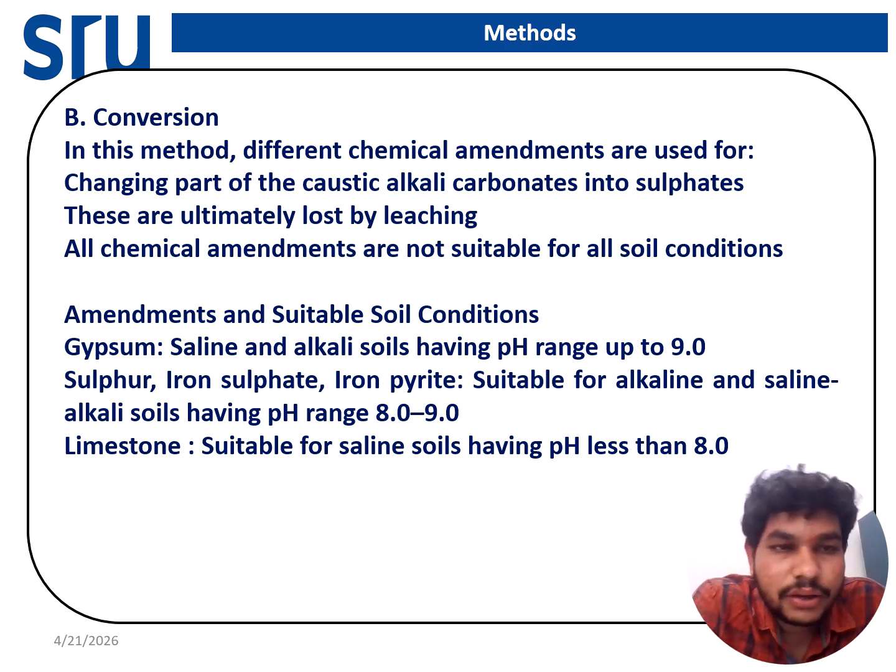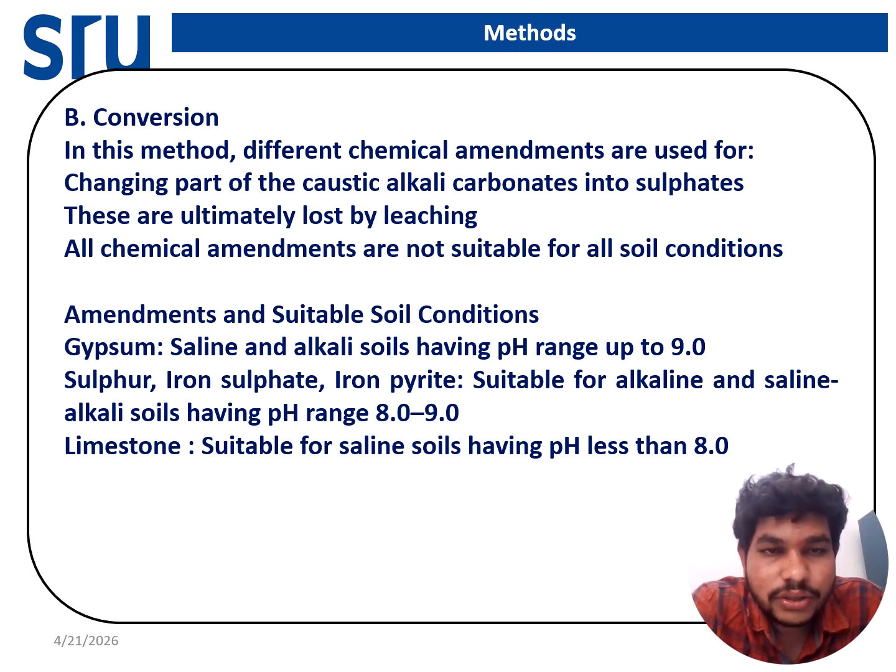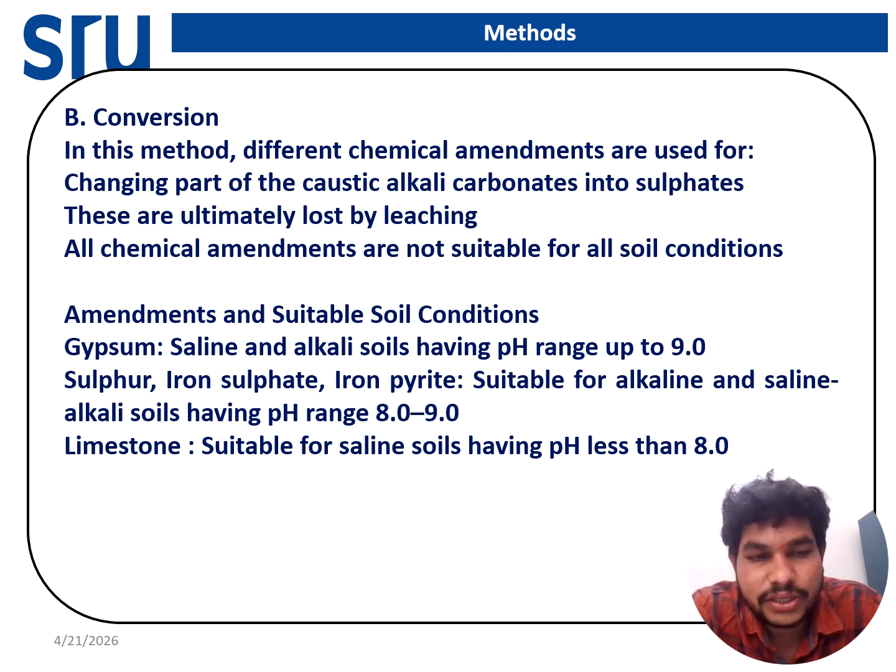Then another method we will go for is conversion. Conversion means we use different chemical amendments to convert the sodium into another soluble form. Those amendments are gypsum, sulfur, and limestone, but the choice changes with the condition. When the soil is saline and alkali, and the pH is up to 9, then go for gypsum.